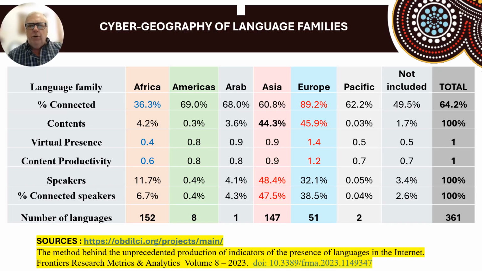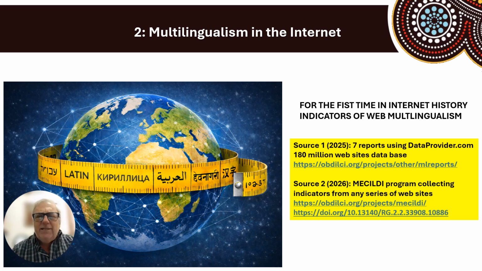Our NGO is able to produce indicators for 362 languages on the internet, languages with more than 1 million speakers, and this is one of the types of product we are able to produce, mixing by language family: African languages, American languages, Asian languages, European languages, and so on. And we measure the percentage of people connected, percentage of content, virtual presence, content productivity, percentage of connected speakers for such languages. But in this presentation, I want to focus on multilingualism and give for the first time in internet history figures about web multilingualism, which were totally unknown before.